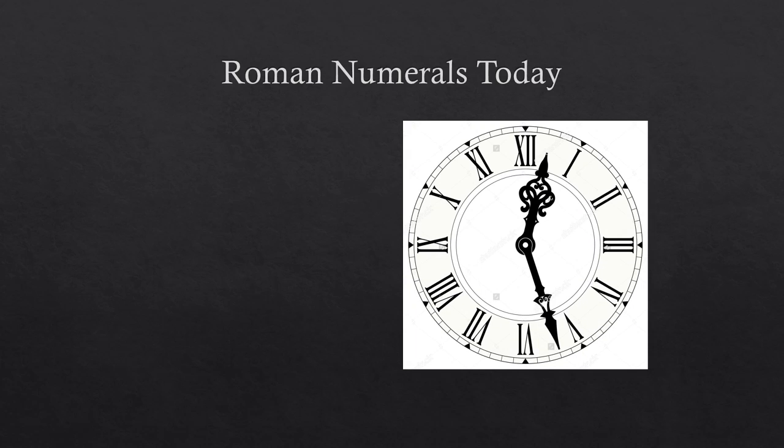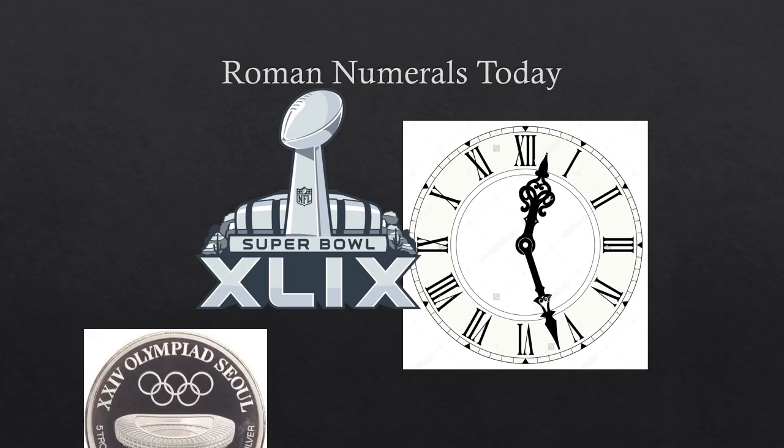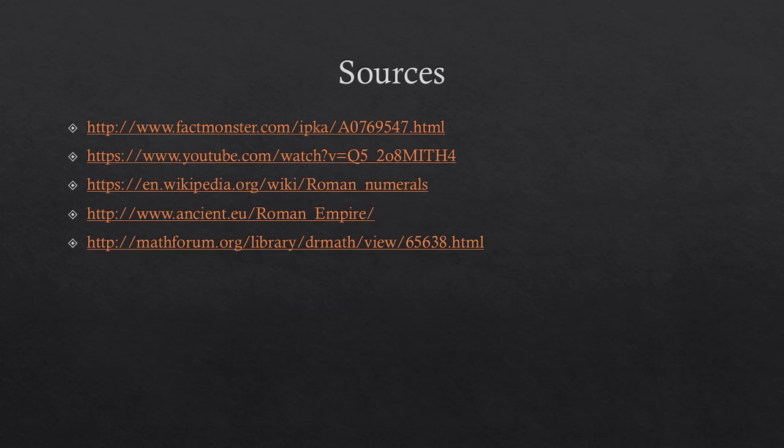Roman numerals today are still present in our everyday lives. Many clock faces still feature Roman numerals and are most people's first and sometimes only experiences with them. They're used in Super Bowl logos, Olympic logos, and all sorts of other stuff.